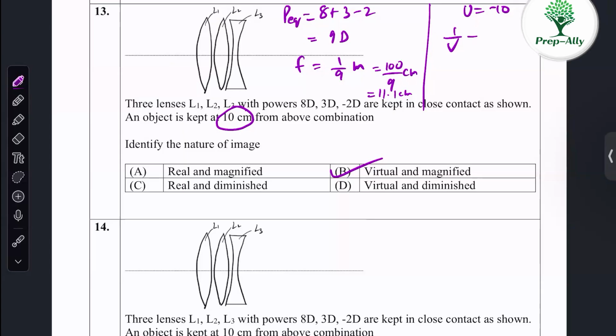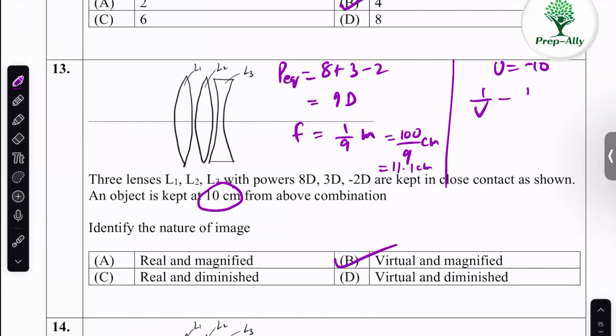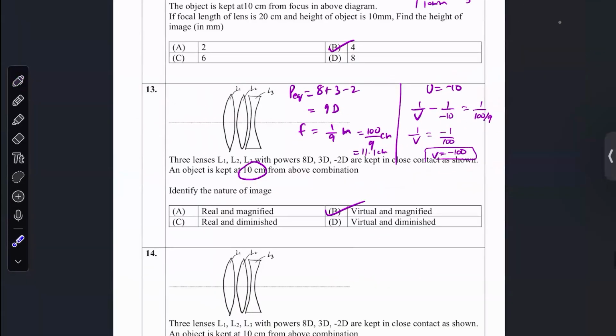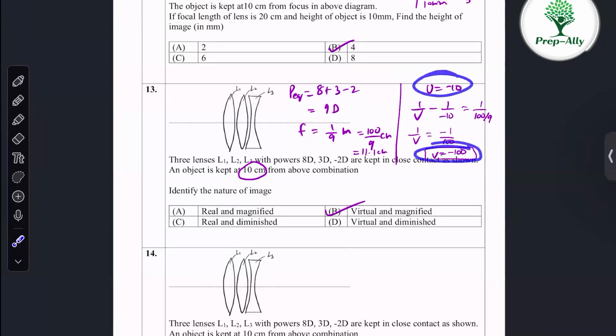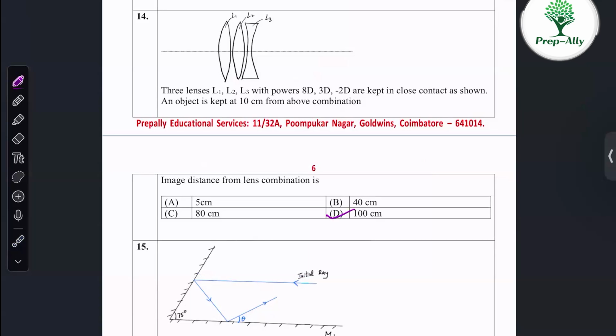Even by applying, for the second part we need the distance of the image. Even by applying lens formula, 1 by V minus 1 by U is equal to 1 by F, 100 by 9. So 1 by V will be equal to 9 by 100 minus 10 by 100. So V equal to minus 100. So U is also negative, V is also negative, V by U is positive, and it's a virtual image. So we get the distance of the image is 100.